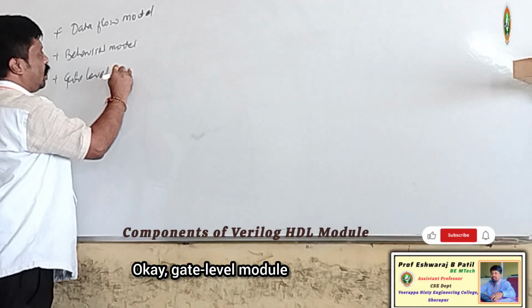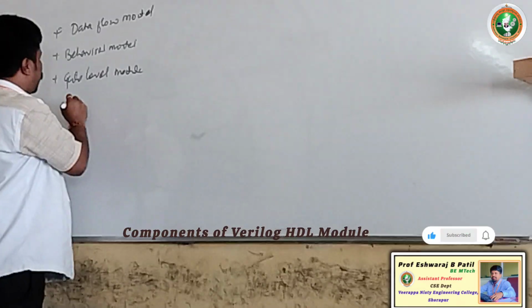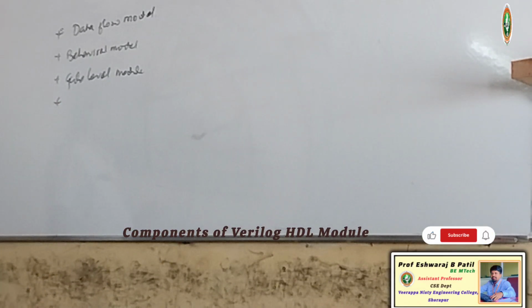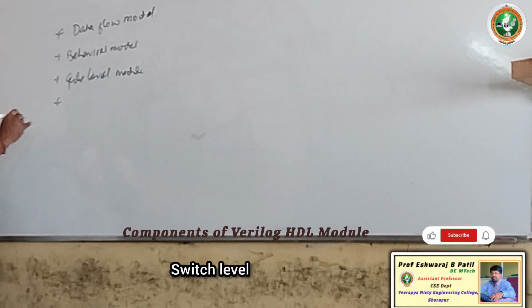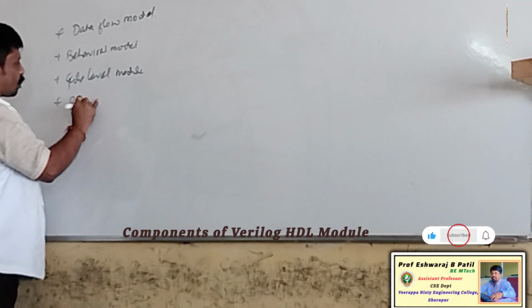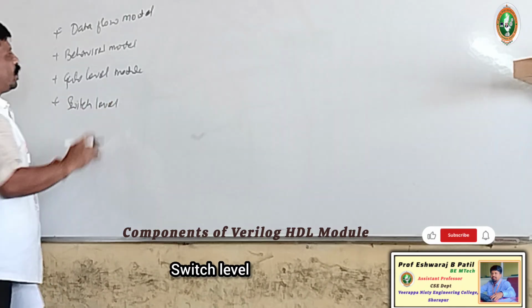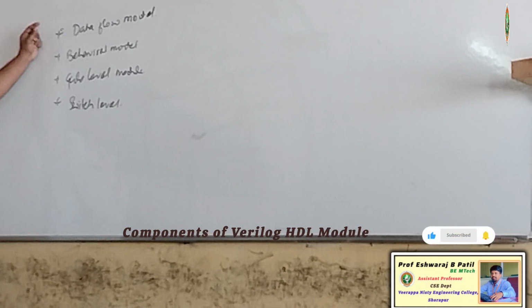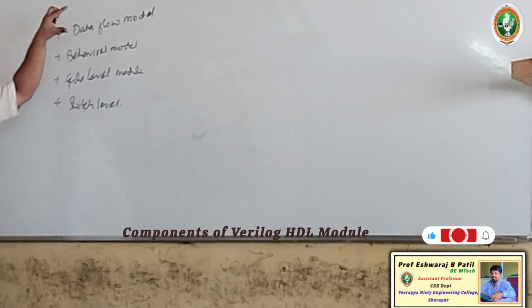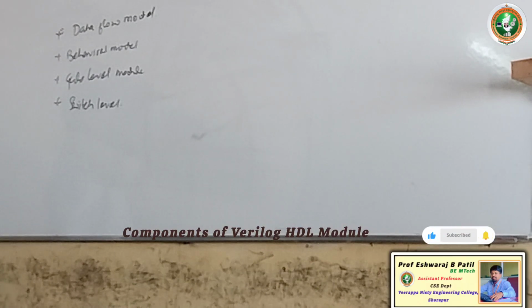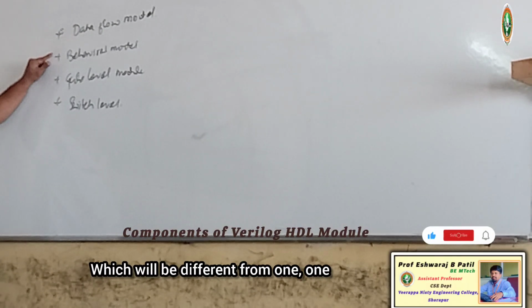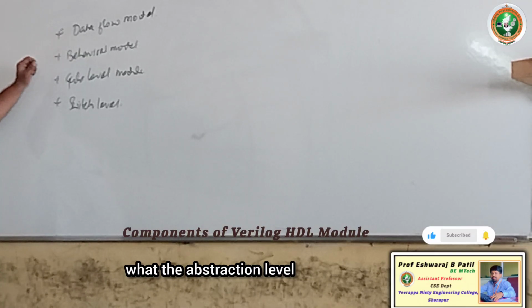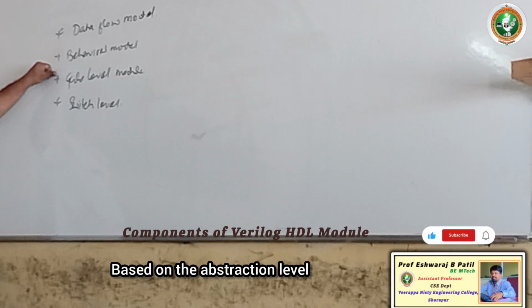Okay, gate level model. Another one is the switch level. Okay, these are the four types of writing the programming model. Each one will be different from one another based on the abstraction level.